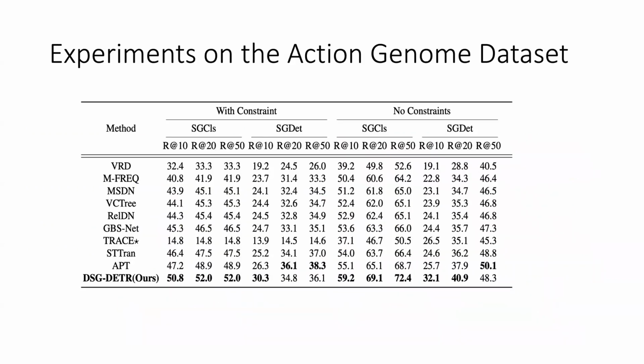We test our model on the Action Genome dataset and use Recall@K as the evaluation metric. DSD achieves a significant improvement in scene graph classification task and requires lower K for scene graph detection task, which is around 4 points.